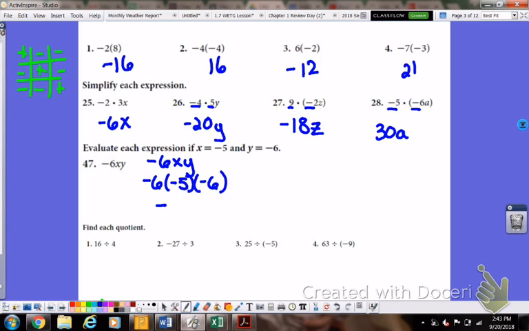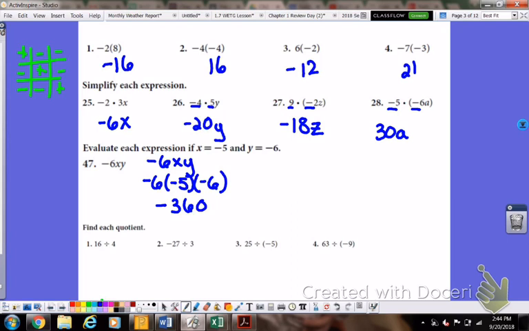And then 6 times 5 is 30. 30 times 6 is 360. If you needed to do that in more than one step, you absolutely may, or you can multiply all three at the same time. Both ways are perfectly fine. So our answer is negative 360.